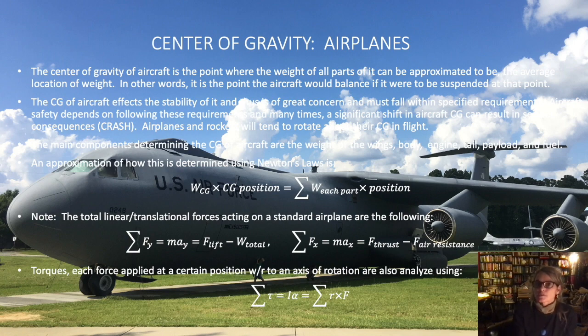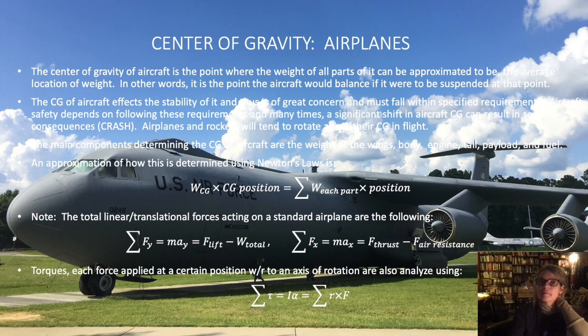So this also plays a role in rockets and how they roll about when they take off and are in flight. Typically what we do is we say the center of gravity will be at a certain position, and we take the weight at each part times each position.